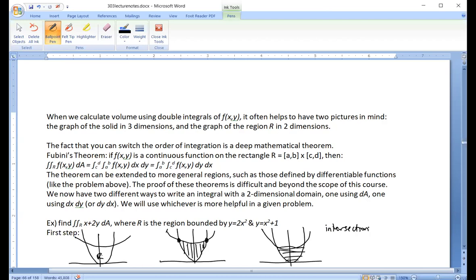We need to solve for the intersection. So y equals 2x squared and y equals x squared plus 1. Just plug in and you get 2x squared equals x squared plus 1. x squared equals 1. So very quickly we see that x equals 1 and negative 1. Those are the lower and upper boundaries for x.